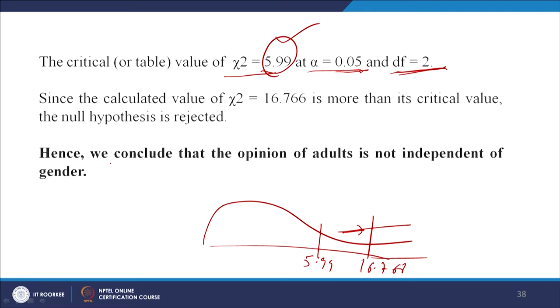It means we conclude that the opinion of adults is not independent of gender. That means we can say easily that the opinion of male and the opinion of female are not the same, but they are different, okay. So this is the first utility of the chi square test.